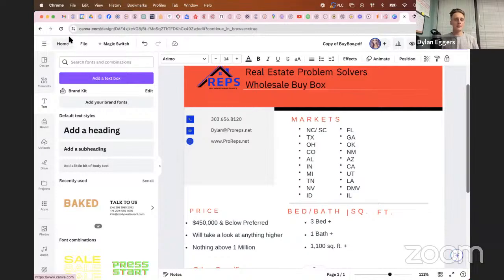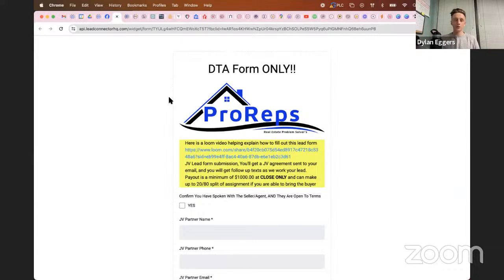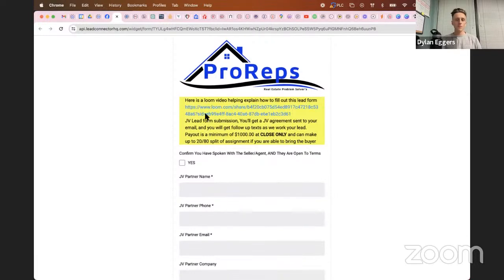Sweet. And then last thing I want to talk to you guys about, let me actually show you what the lead forms look like so you know what you're filling out. So this is the direct to agent form. And right here, it says, here's a Loom video to explain how to fill out the lead form. So if you aren't quite sure how to fill it out, click this video and it's an explanation video on how to fill it out.